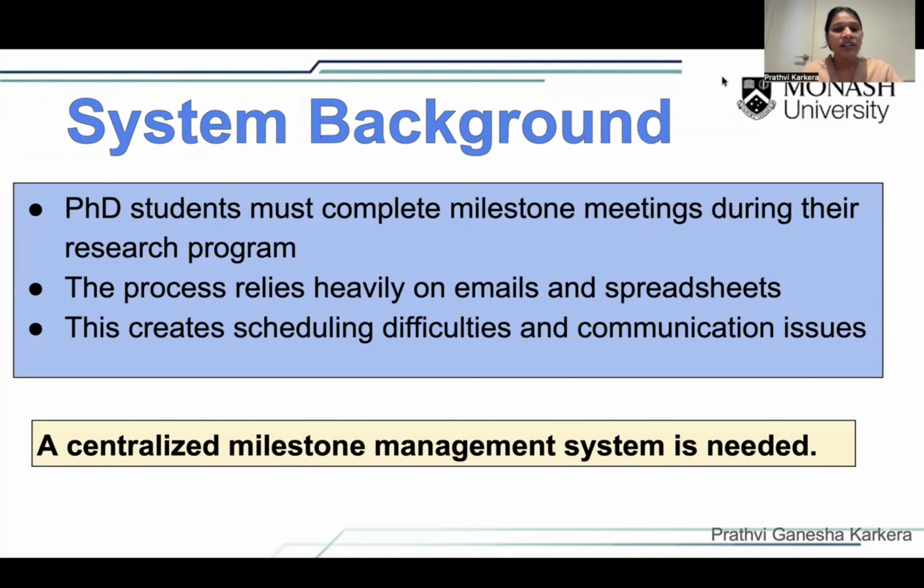So firstly, why does this system need to exist? Right now, the PhD students at ABC University have to complete milestone meetings at 12, 24, and 36 months into their program. The whole process of scheduling, communication, and tracking is run through emails and spreadsheets. So this leads to missed messages, scheduling delays, and a lot of manual work for everyone involved. So a centralized system is needed to fix this.